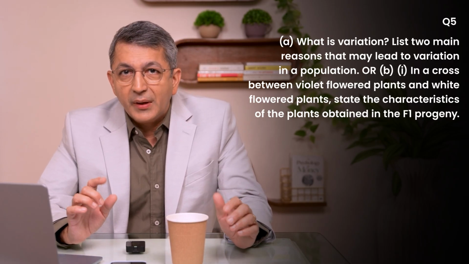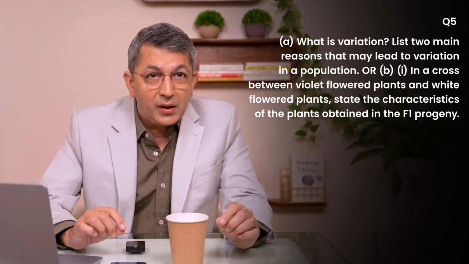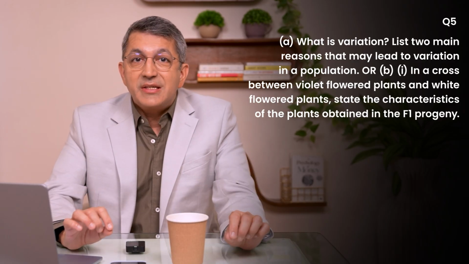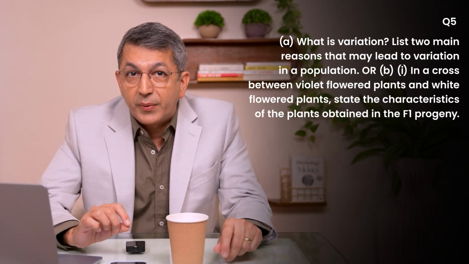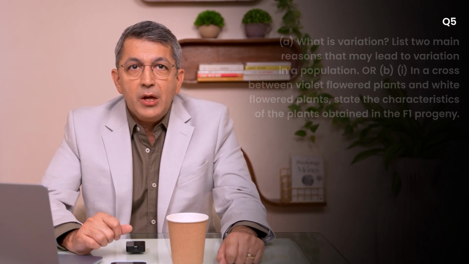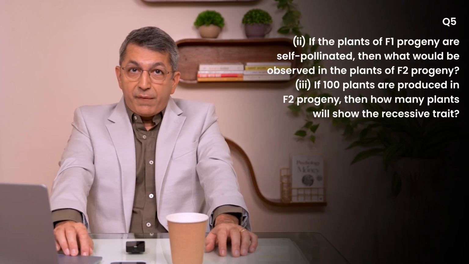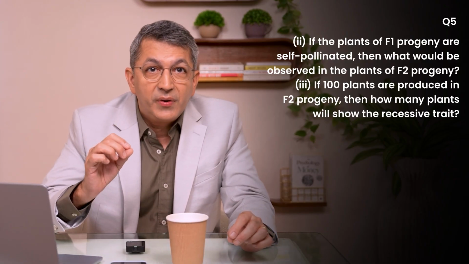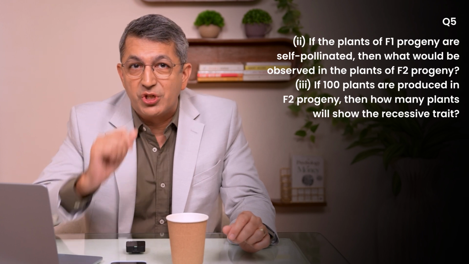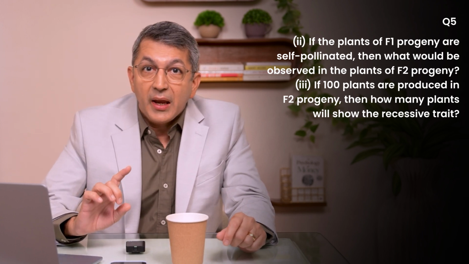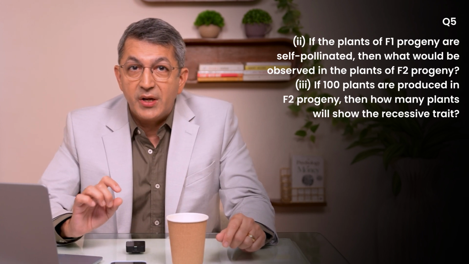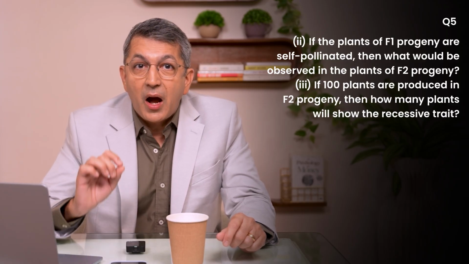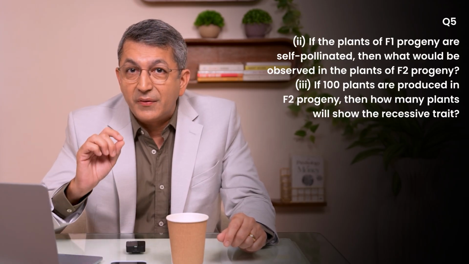Or B1. In a cross between violet flowered plants and white flowered plants, state the characteristics of the plants obtained in the F1 progeny. 2. If the plants of F1 progeny are self-pollinated, then what would be observed in the plants of F2 progeny? 3. If 100 plants are produced in F2 progeny, then how many plants will show the recessive trait?